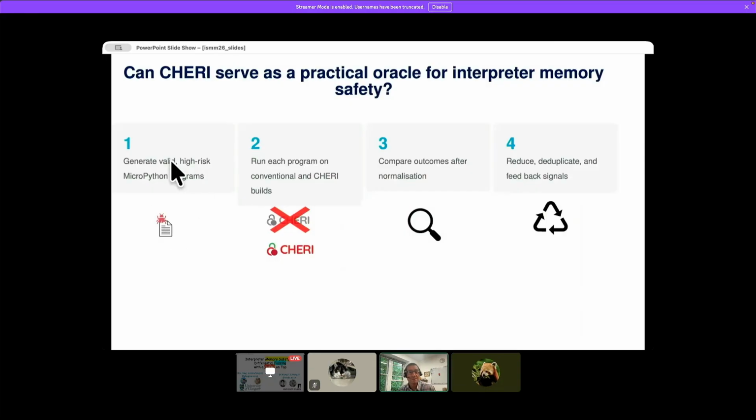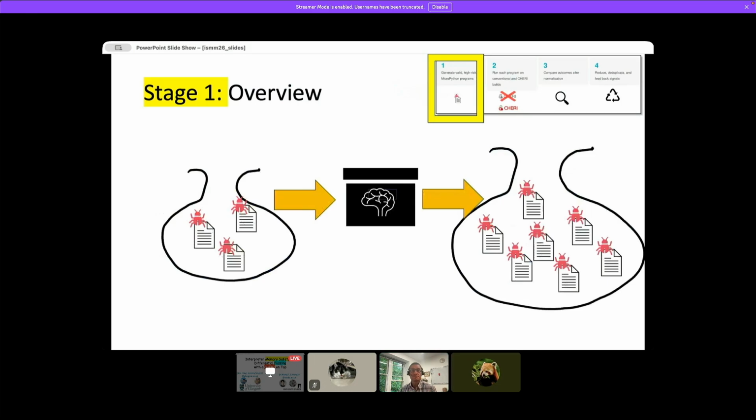So we're going to generate some MicroPython programs that we think might be buggy or cause bugs on the underlying C runtime. We're going to run these programs on our two different runtimes in parallel, the non-CHERI traditional runtime and the CHERI memory safe runtime, compare the outcomes and try and find some problems and use that in some kind of virtuous circle to feedback. Okay, so I'm going to go through these 4 stages in a bit of detail here. There's the 4 stages up the top there. That's like our map here.